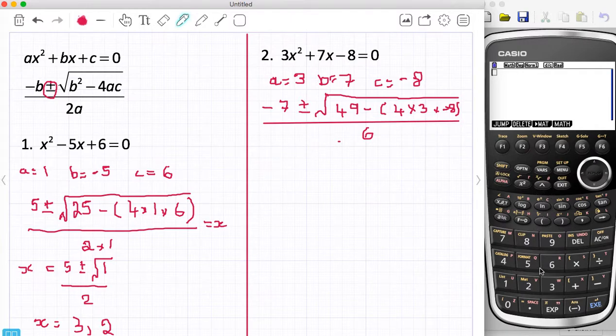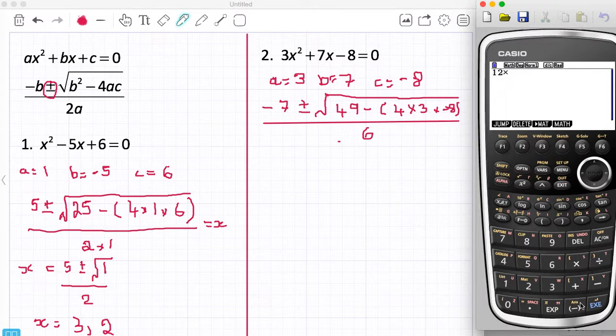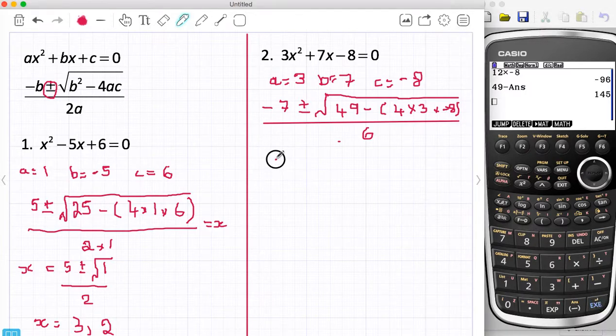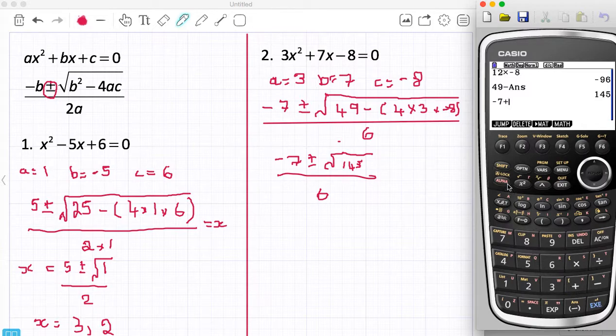Let's just do some calculations here. So 4 times 3 is 12 times negative 8 is negative 96. And I need to do 49, take away negative 96, gives me 145. So what I've got at the moment is minus 7 plus or minus the square root of 145 divided by 6. So now I'm going to go through and do my calculation. Minus 7 plus the square root of 145. Now I'm going to divide it by 6.